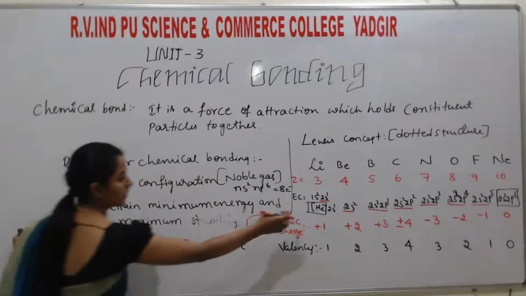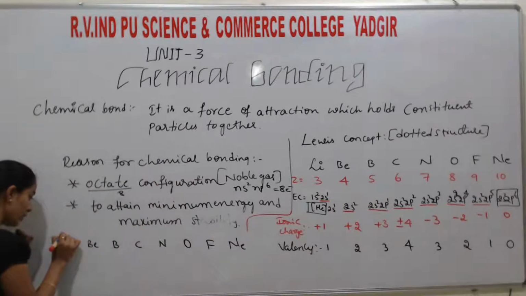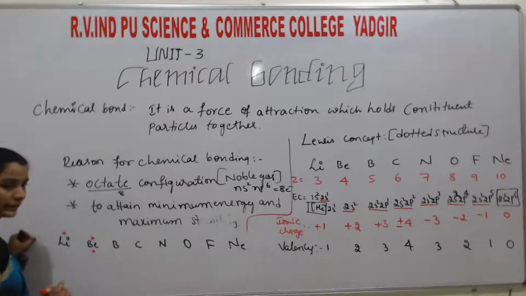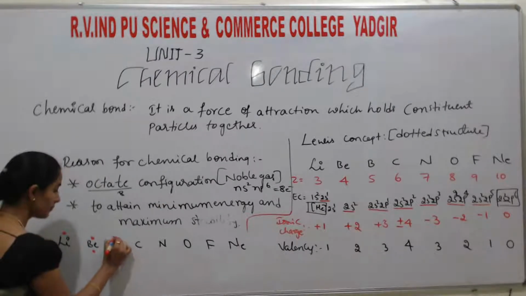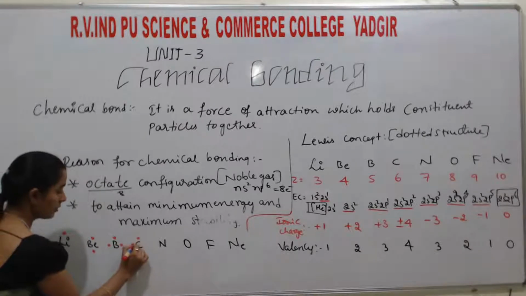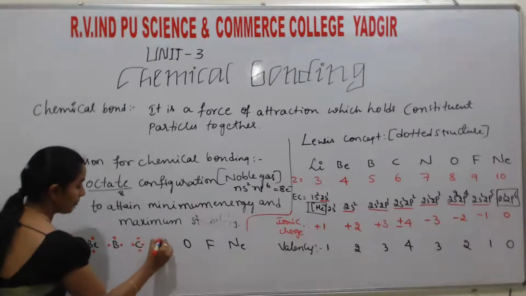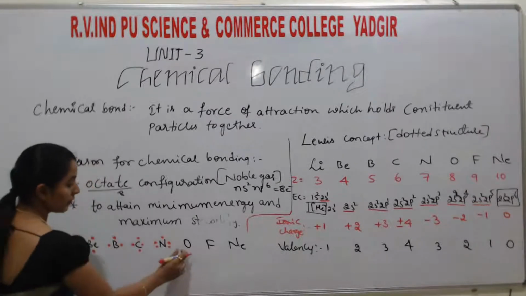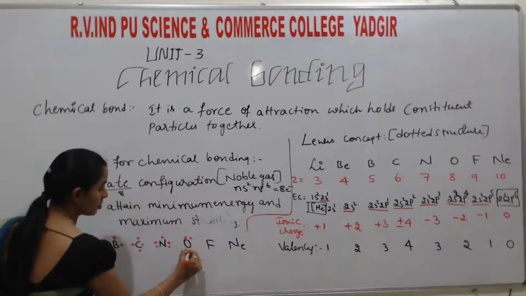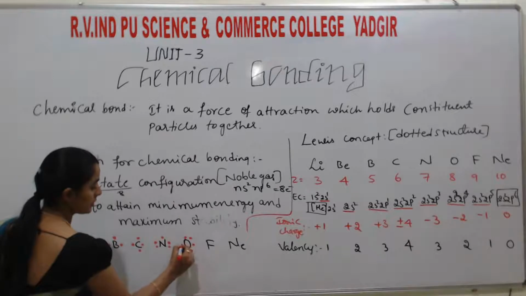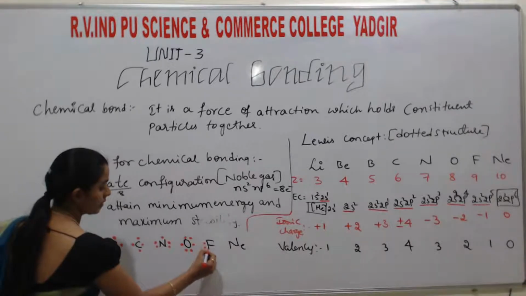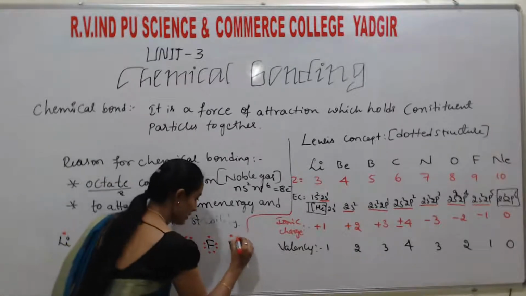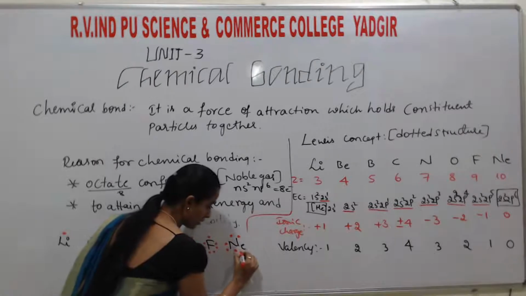The Lewis symbol. So listen, for lithium 2s1 means only 1 electron. For beryllium 2 means 2 electrons. For boron 3 means 3 electrons. For carbon 4 electrons. For nitrogen 5 electrons. Correct? For oxygen 6 electrons. For fluorine 7 electrons, and for neon 8 electrons.